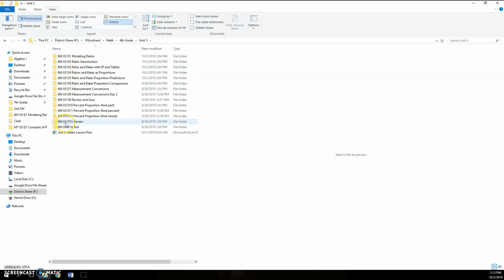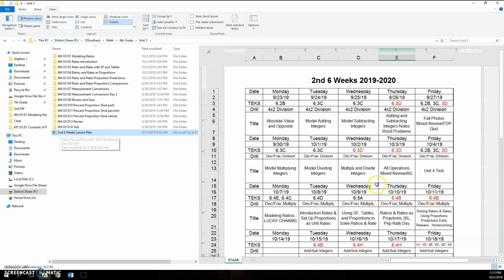I'm just going to be talking about next week. So next week, if we look at the lesson plan, it has been updated. We start out with modeling ratios on Monday. Then on Tuesday, we're just going to be introducing rates. Wednesday, we're going to be looking at scale factors, tables, and proportions on rates and ratios. Then Thursday, we're going to be setting up and solving proportions, or setting them up, and then on Friday, we're going to be solving proportions.